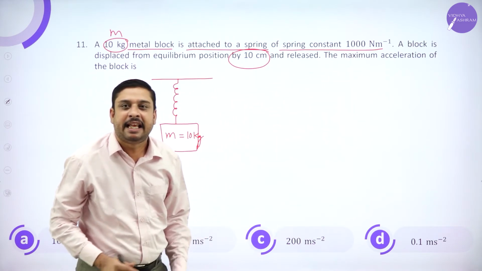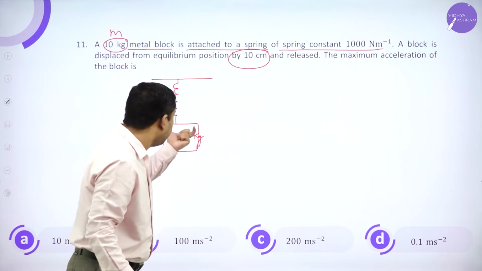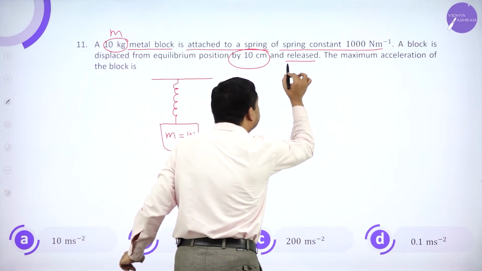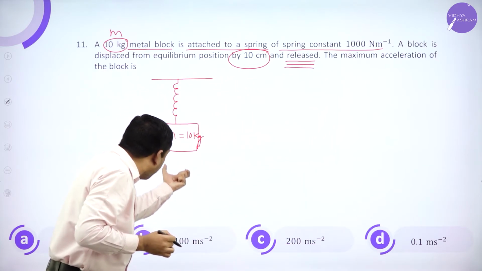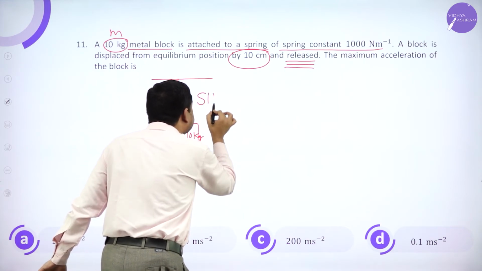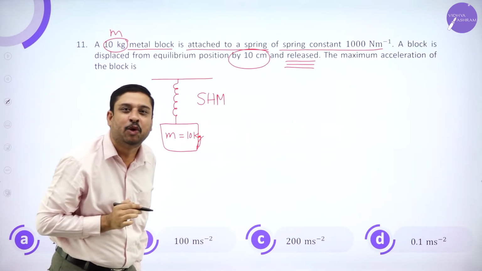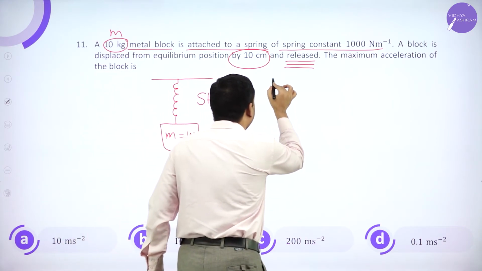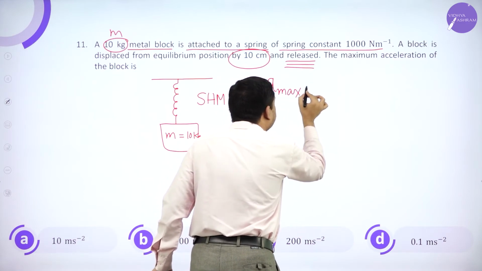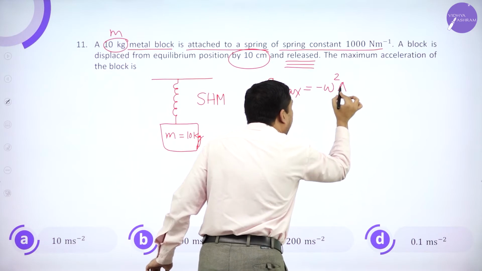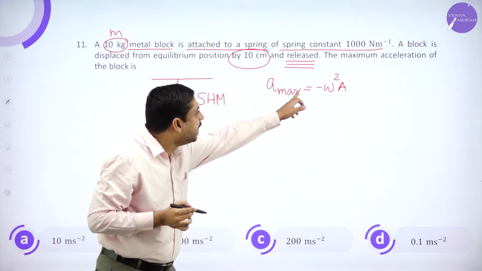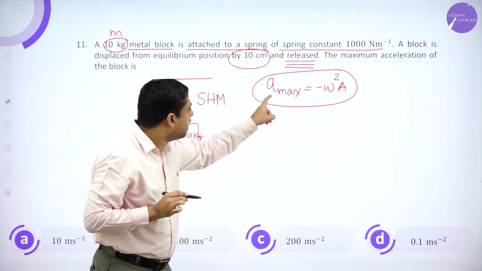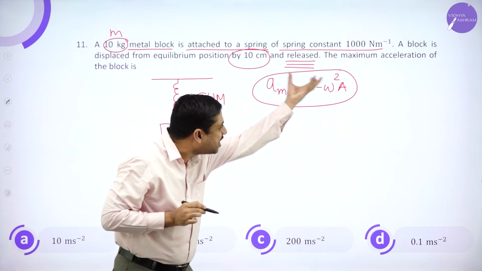Maximum acceleration of the block. When the block is released, the spring executes simple harmonic motion. And you know, maximum acceleration during simple harmonic motion is minus omega square A. You have to know this. Maximum acceleration, that is what is asked.